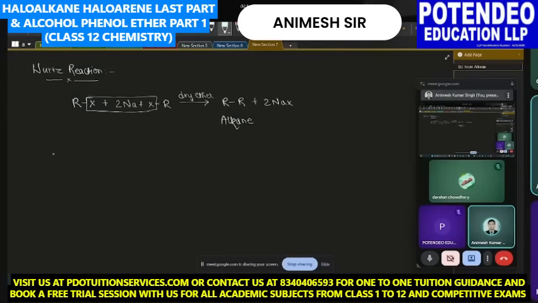Now if I take a chemical example, let's suppose I am taking CH3Cl plus 2 sodium metal plus again CH3Cl. What am I going to get as product here? We are using sodium, so sodium should be used in dry medium because sodium causes explosion in moisture.